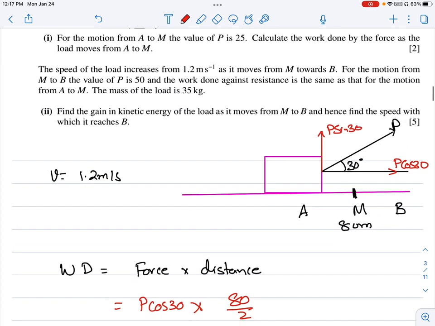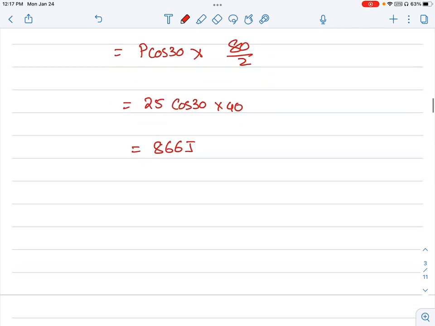Next, the speed of the load increases from 1.2 meters per second as it moves from M towards B. For the motion from M to B, the value of P is 50. The work done against the resistance is the same as from A to M. The mass of the load is 35 kgs. Find the gain in the kinetic energy of the load as it moves from M to B. Hence, find the speed when it reaches B.